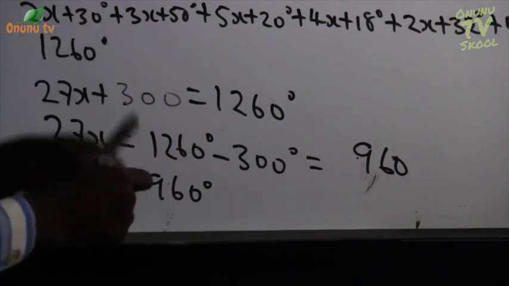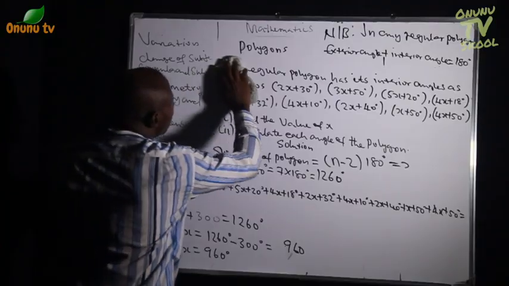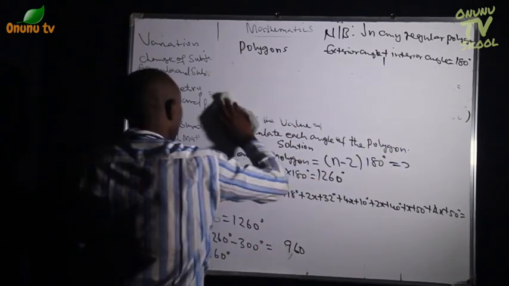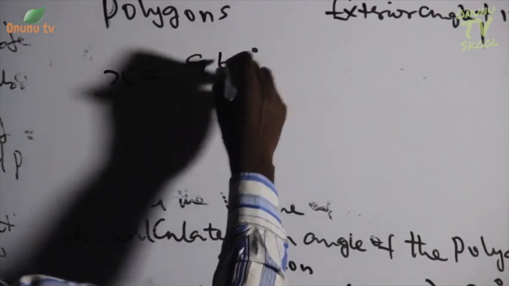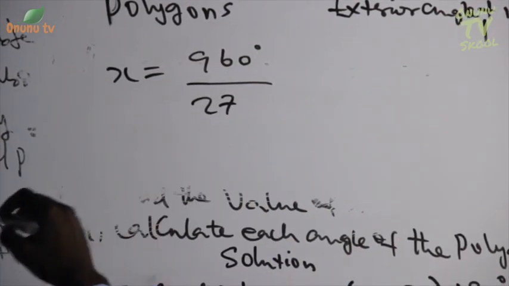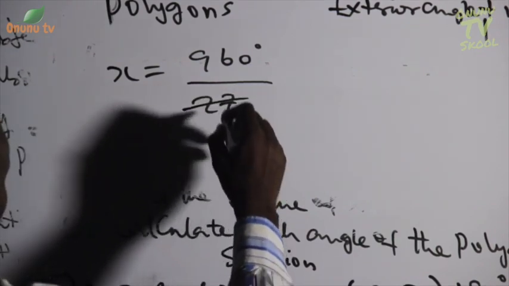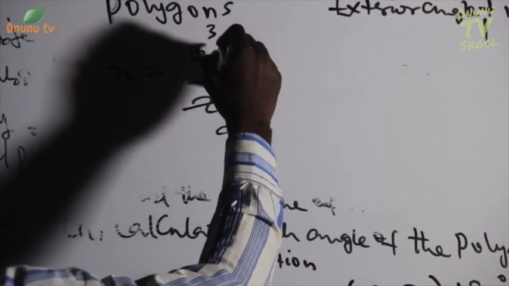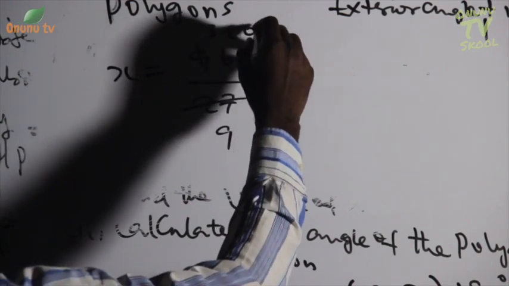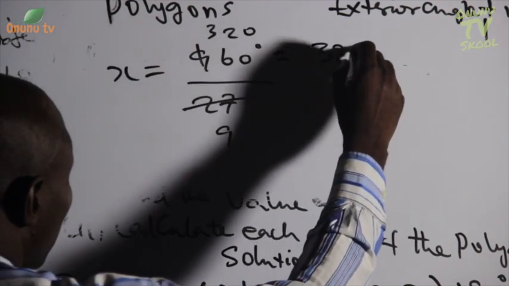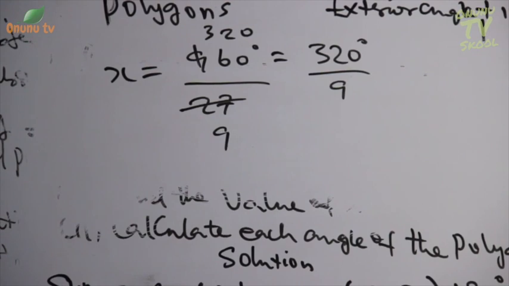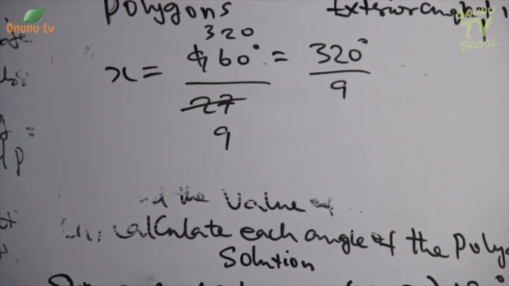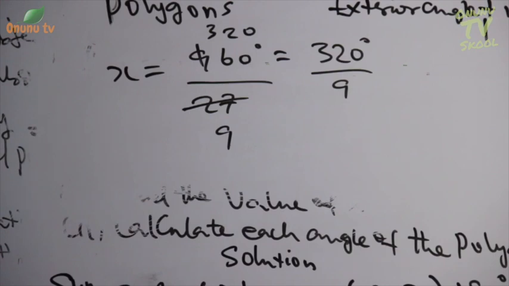So how do we do this? We divide both sides by 27. And this gives us x equals 960 degrees all over 27. Now, how do we divide here? We say 3 here is 9, 3 here is 3, and 3 here is 2, and 0. So this is equal to 320 degrees all over 9. That's the answer. You can break it down further if you like, but that will leave us with a fraction. Let's take it the way it is.